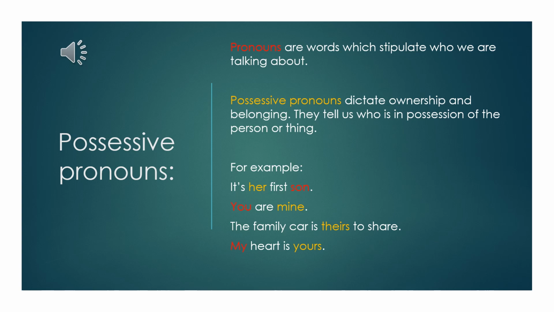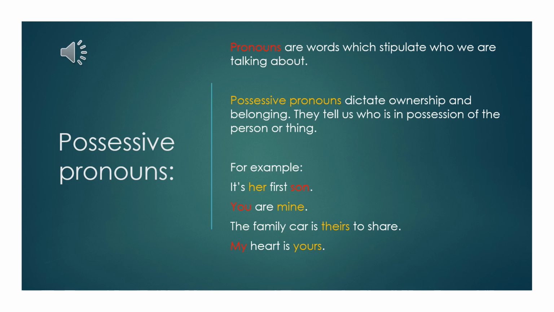Now let's have a look at some of the examples in the second half of this slide. So the pronouns are in red, but the possessive pronouns are in yellow. So let's look at the first one. It's her first son. So the son is a noun, it's a name for a person, but it belongs to her. So that's singular, just one woman, and it's stipulating that the son belongs to that one woman.